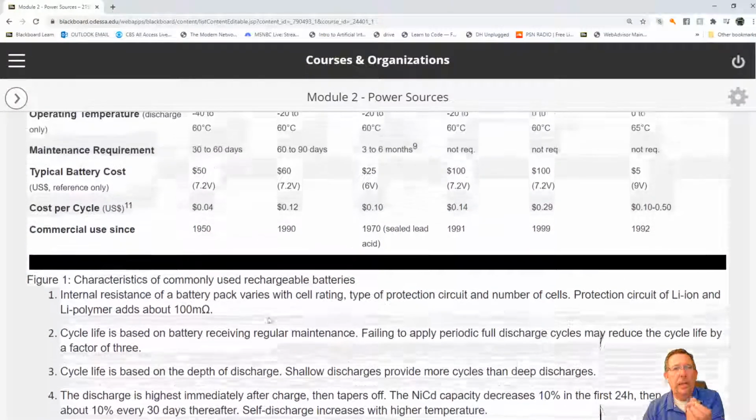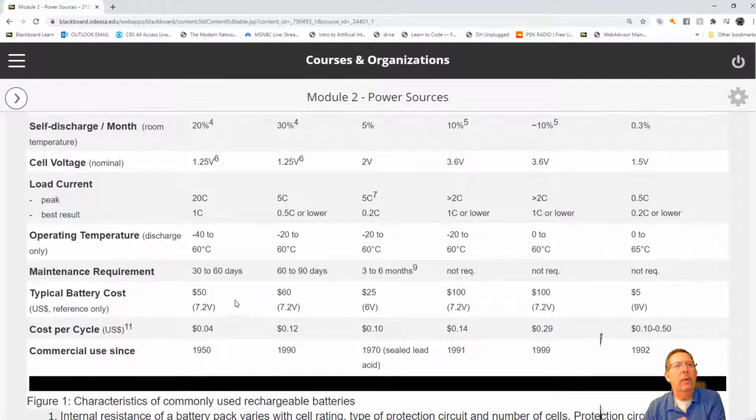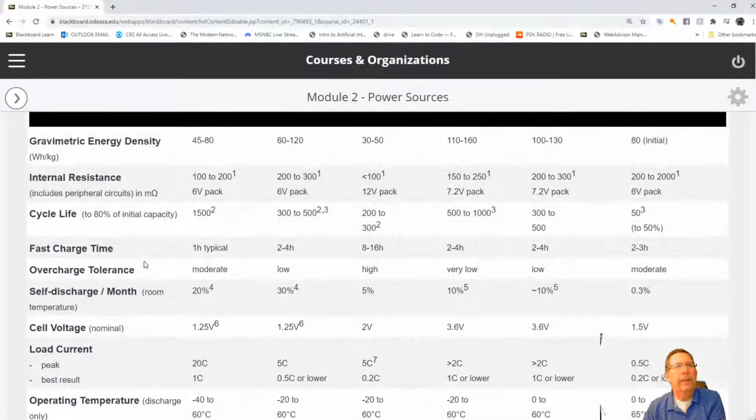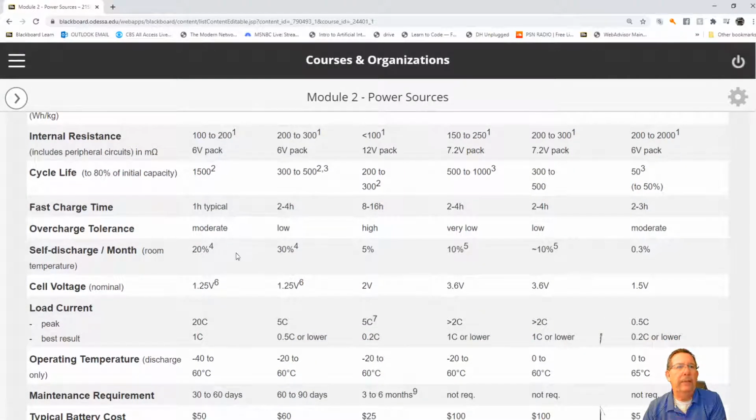I've seen these actually show 1.35, 1.4, 1.5, whereas the nickel metal hydride is a little bit lower voltage. But that's the rating on them. If you look at it, it'll actually say 1.2 volts.